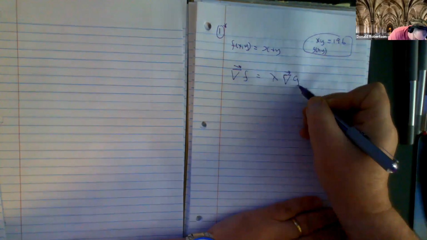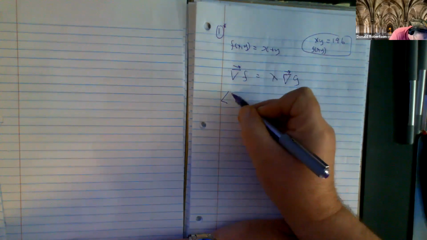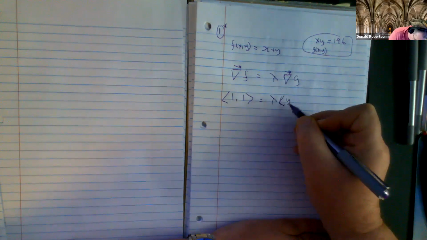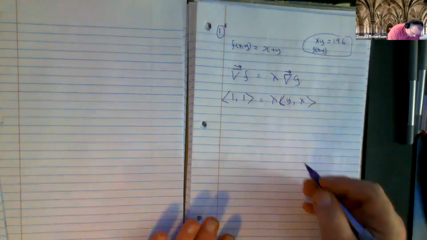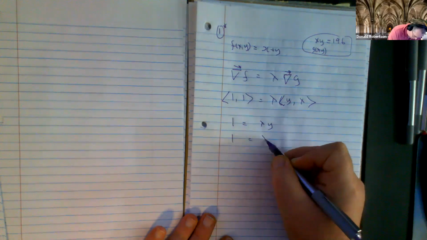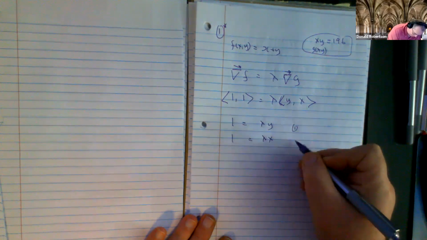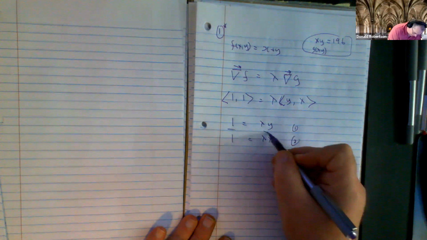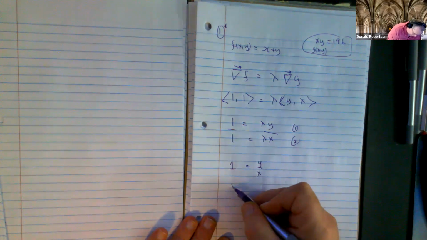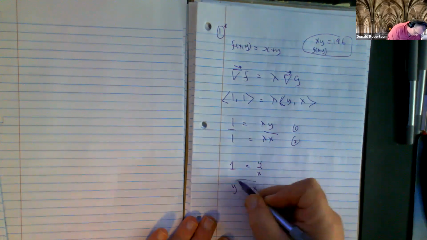Okay. So the gradient of f is lambda times the gradient of g. This guy is going to be (1, 1), and this guy is going to be (y, x). So 1 is equal to lambda y and 1 is equal to lambda x. If you divide these two, 1 is equal to y over x, which means that y will have to equal x.